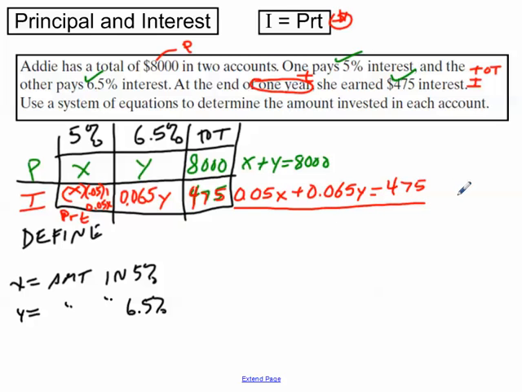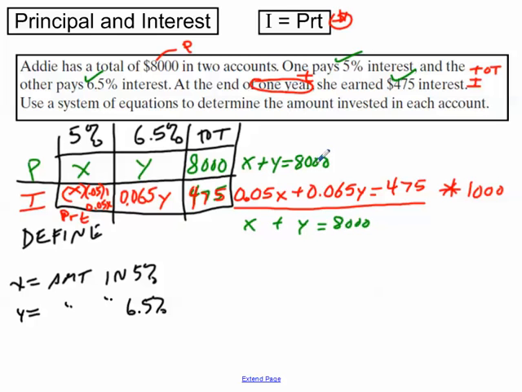What I would do first is multiply this red one by 1,000 to get rid of the decimals. The 0.05x goes to whole numbers, this one goes to whole numbers, and this one goes to a bigger whole number. Just like the previous one, the green one stays the same, so I'm going to rewrite the green one as x plus y equals 8,000.